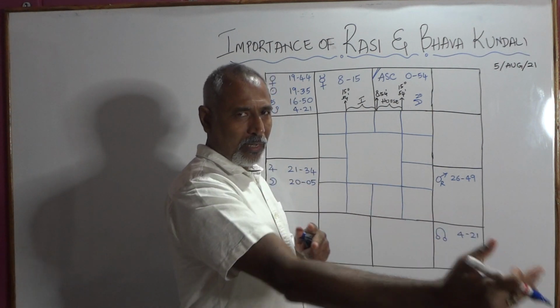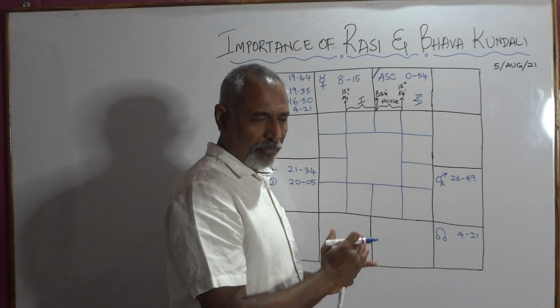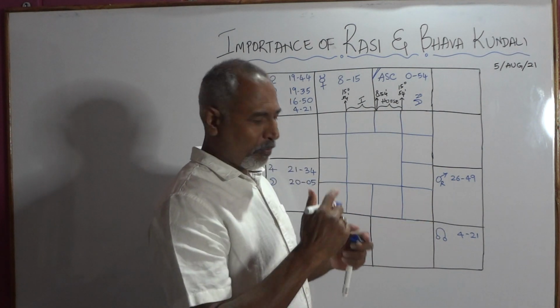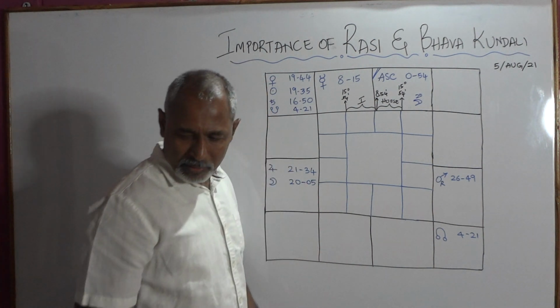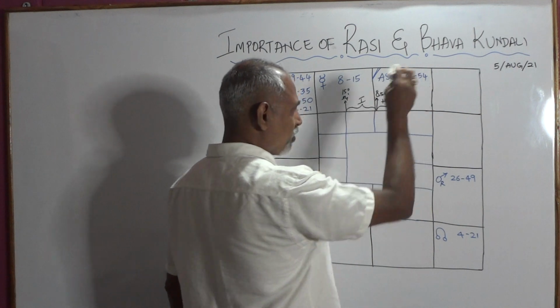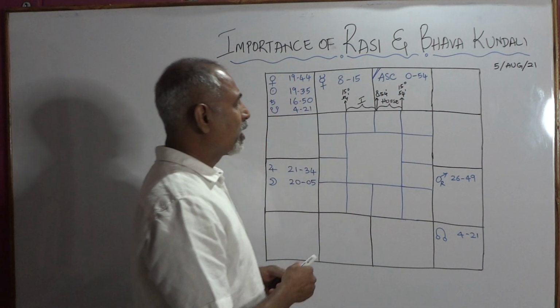Purvardha, Uttarardha. Purvardha means first half, Uttarardha means second half. It would have been in the Purvardha part. So please do not have this confusion at all. You need to first cut the chart and then see where the planets are getting placed.